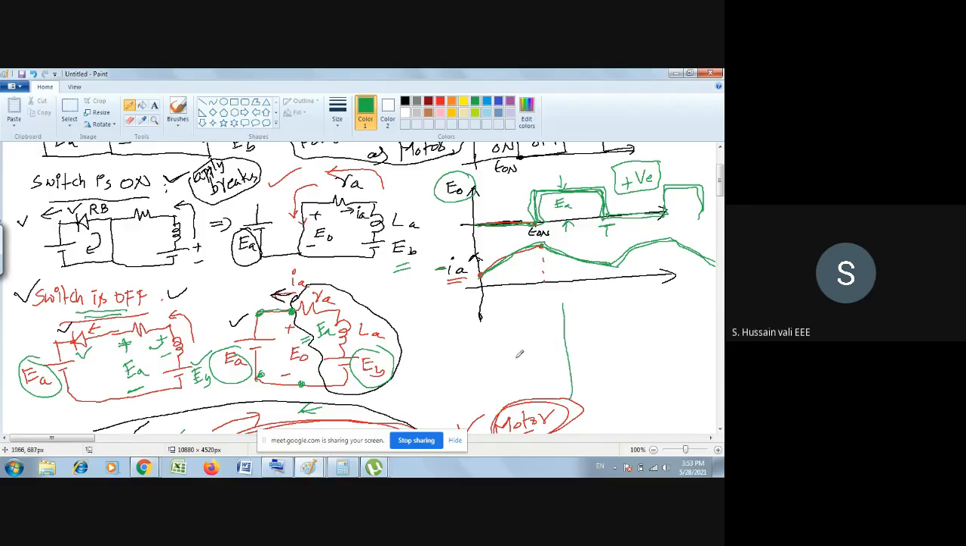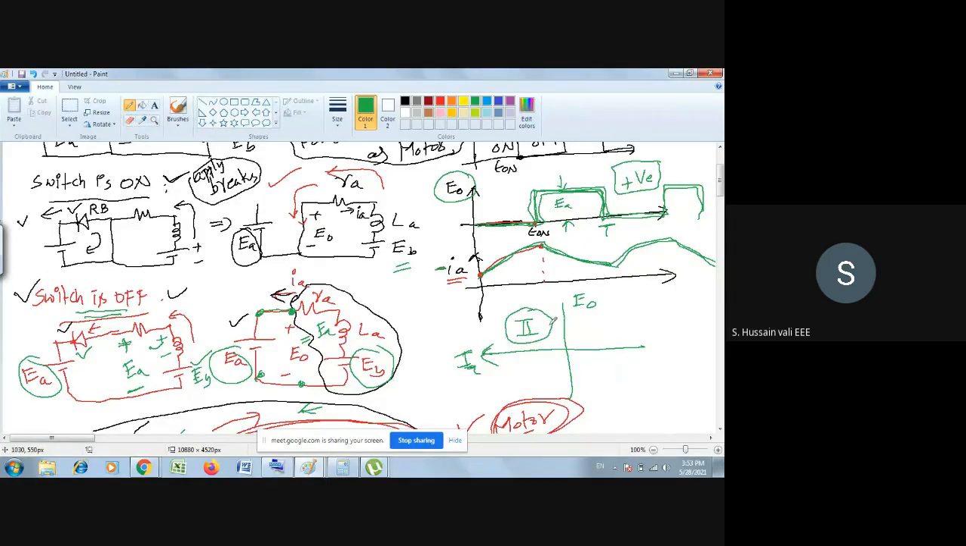So then which quadrant is it in that case now? Definitely you can understand yourself, it is second quadrant. So it is called a second quadrant chopper. Last class we have seen the first quadrant chopper. Now this is the second quadrant chopper.